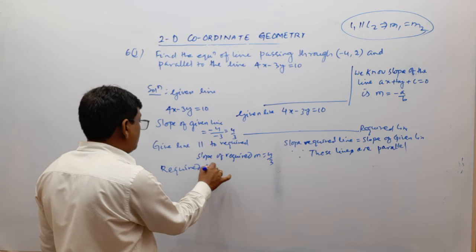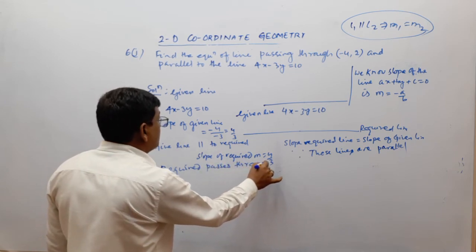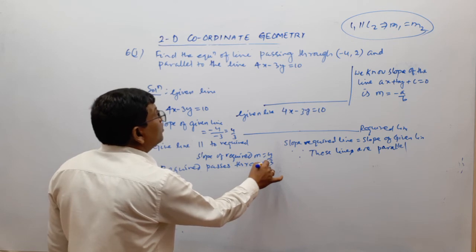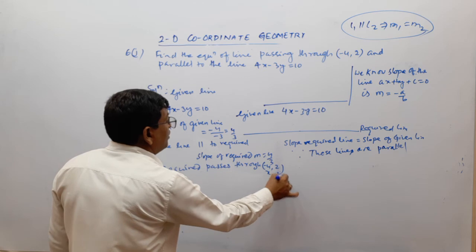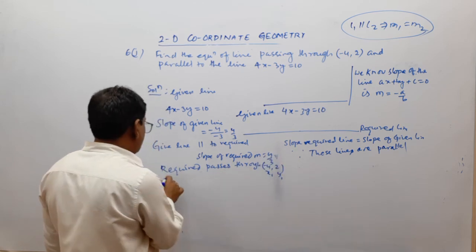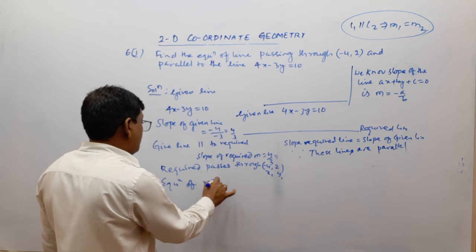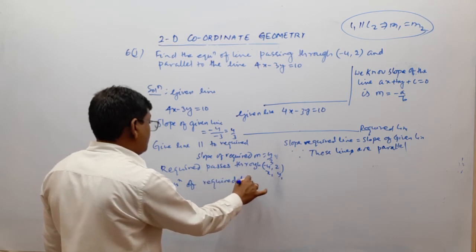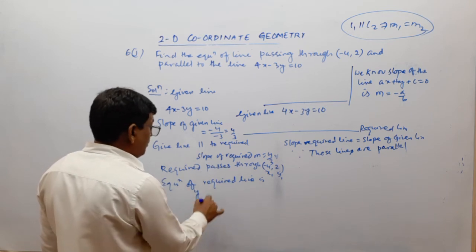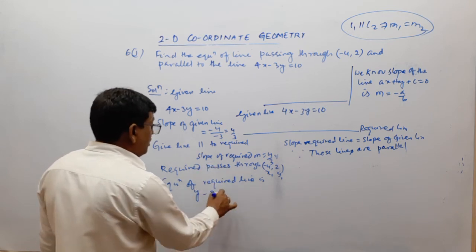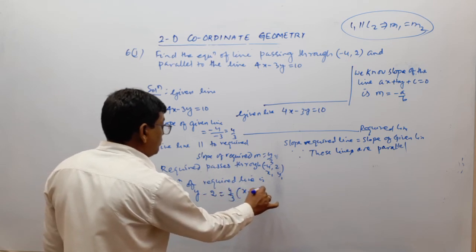The required line passes through the point (-4, 2). This is x1, y1, and this is m. Now the equation of the required line is y minus y1, that is y minus 2, equals m, 4 by 3, times x minus of minus 4.